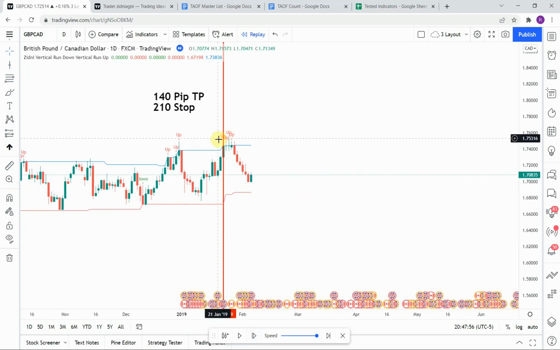Okay, so the first signal that we got was a long signal right here. You can see that price comes up, gives us that up label that we're looking for there, but almost immediately it pushes downward pretty significantly, stopping us out on that first signal. Let's go ahead and continue on.